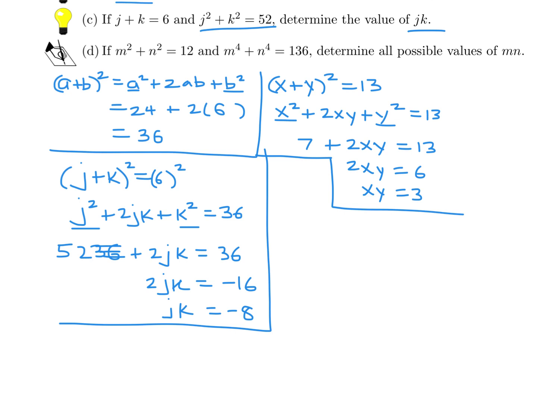Okay. And then finally, we have this guy, d. If m squared plus n squared is 12, m to the power 4 plus n to the power 4 is 136, determine all possible values of mn.